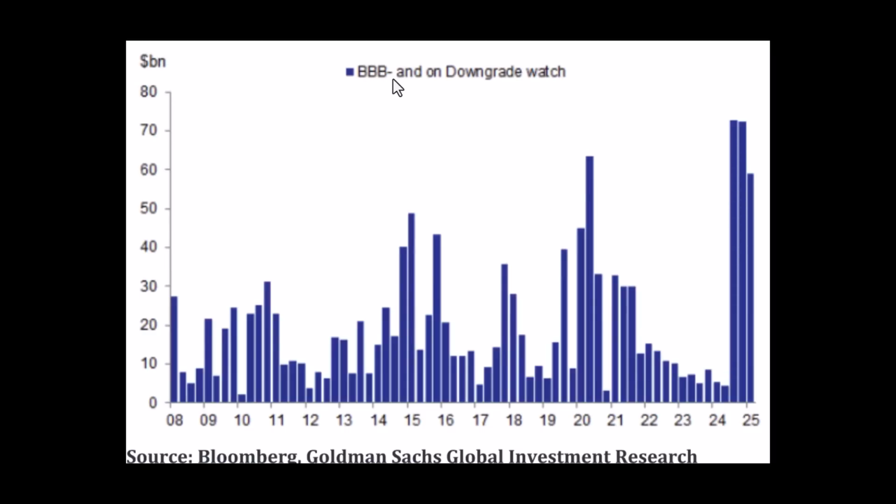But BBB minus and on downgrade watch. So this is pretty much the last lever before you're really junk, your investment grade. And this is going to come into play when we start looking at some graphs here. But I just want to show this because you can see right here how we spiked, and you were looking at roughly 70, 80 billion. We're on watch. It did drop a little bit, but this is definitely an issue that's looming, and you can see how it's not being taken seriously.